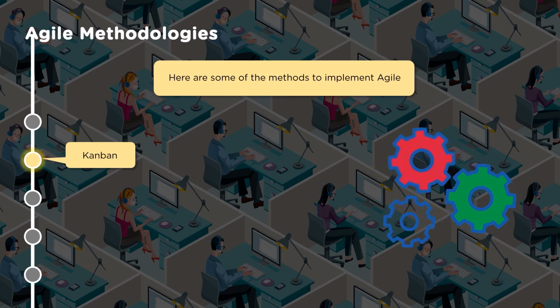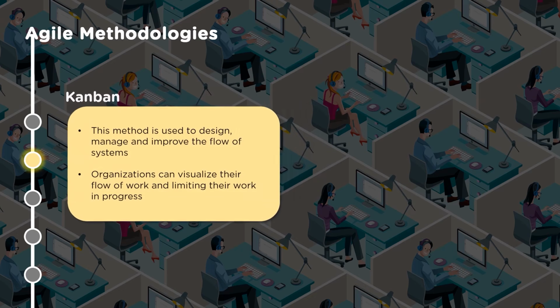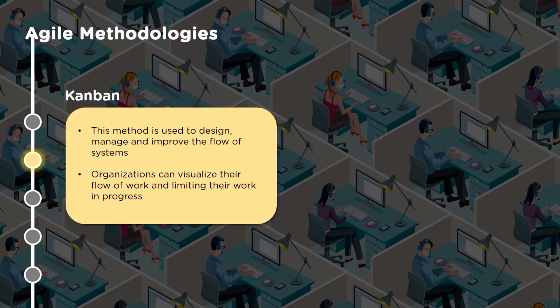So next let us look at Kanban. Kanban is a methodology which is used to design, manage and improve the flow of a system. It is actually called a pull system, a visual system. So everything is put on a board and it is visible to everyone, what work needs to be done, what is in progress, who has to do it, it is very clearly visible. So organizations can visualize their flow of work and limit their work in progress. So what is limiting, what is stopping is clearly visible.